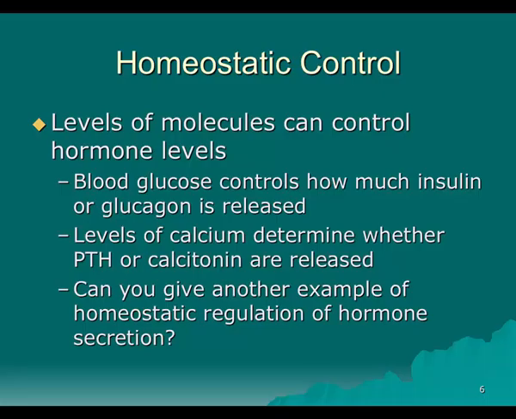Sometimes the level of a hormone depends on conditions inside or outside the body. For example, what you eat and the nutrients in that food, sugar in particular, control how much insulin and glucagon are released. Calcium levels in the blood are controlled by levels of calcitonin and parathyroid hormone. Can you give another example of a homeostatic regulation of hormone secretion? Maybe sodium, for example, would cause the release of aldosterone if it got too low.